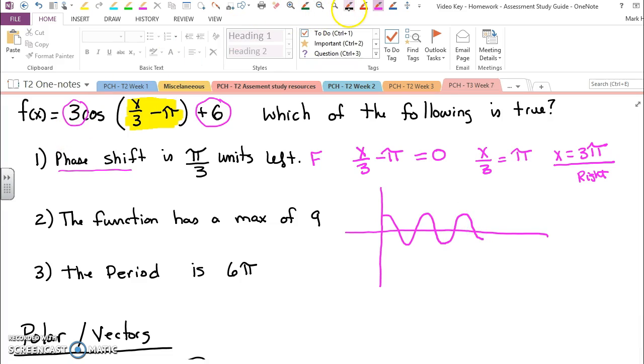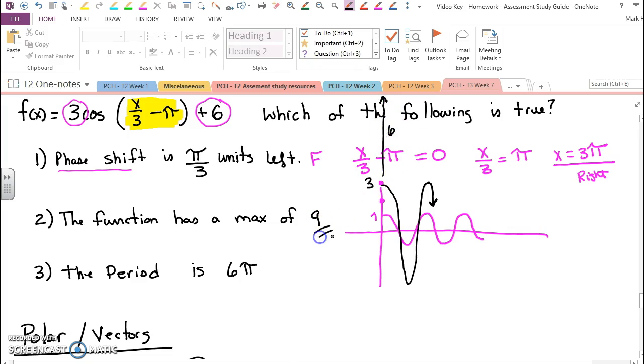We would stretch it 3 times. So instead of going to 1, we would be up to 3. And now we'd be looking like this. And then everything would get pushed up 6. So if I go up 6 from 3, I will be at 9. That is true.